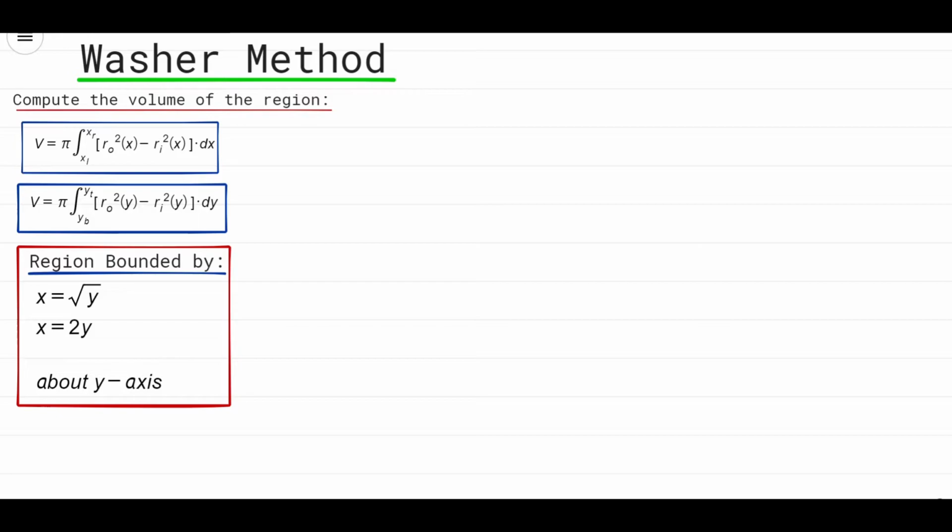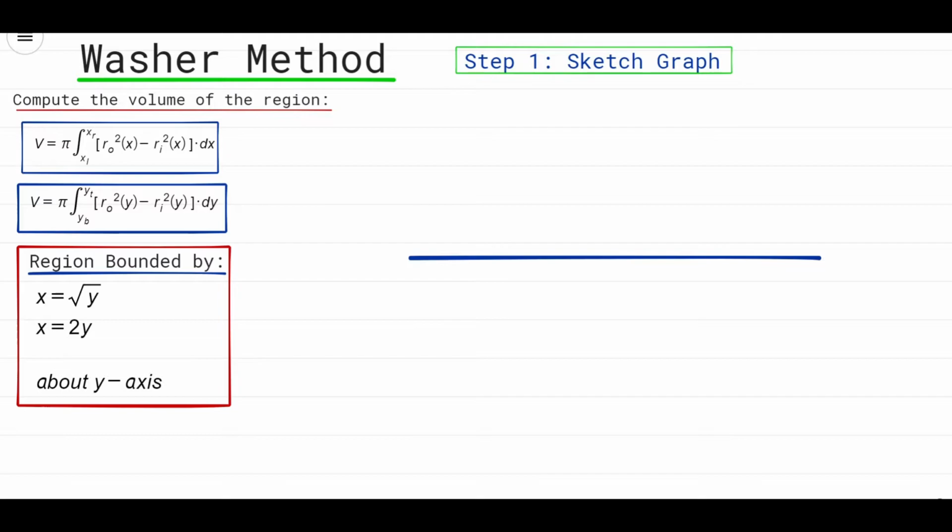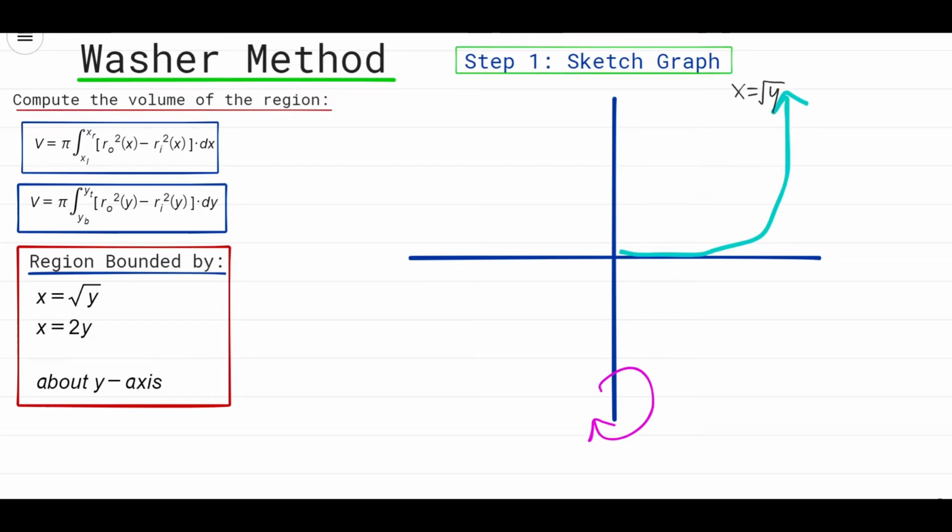So in this example, we're given the region bounded by x equals the square root of y, x equals 2y, and it's about the y-axis. So first thing we're going to do, as we did in the previous problem, is sketch a graph. So our x and y-axis, we know this revolves about the y-axis. So we know this needs to be in terms of y, but we'll get to that later. So for now, we're going to just sketch this out. So we know this line is the square root of y, and we know this line is x equals 2y. And the area involved is this shaded region right here.